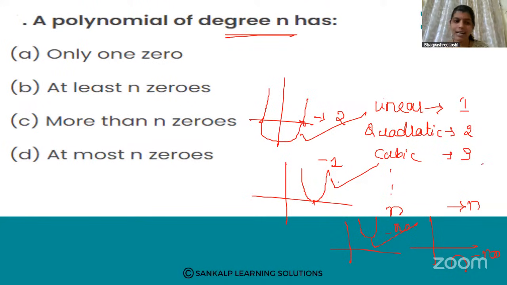That we can say that at most n zeros. Here n degree is there, so we can say that at most n zeros. So whoever chose option D, that is the right answer. Okay, very good. So don't get confused. At most means there is a maximum, more than that is not possible. Less than 2 is possible, but more than 2 is not possible. So we can say at most n zeros, at most 2 zeros, at most 3 zeros. See, in case of cubic, maximum 3 zeros we can have. Less than 3 is possible, but more than 3 is not possible. So we can say that at most n zeros.